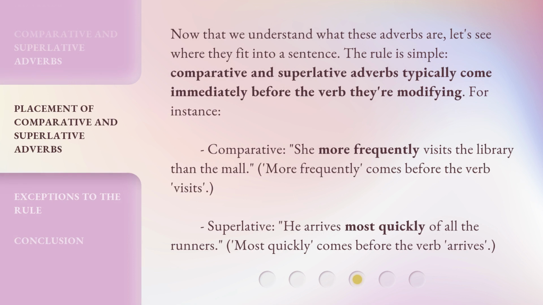Now that we understand what these adverbs are, let's see where they fit into a sentence. The rule is simple. Comparative and superlative adverbs typically come immediately before the verb they're modifying. For instance, comparative, "She more frequently visits the library than the mall." More frequently comes before the verb visits. Superlative, "He arrives most quickly of all the runners." Most quickly comes before the verb arrives.